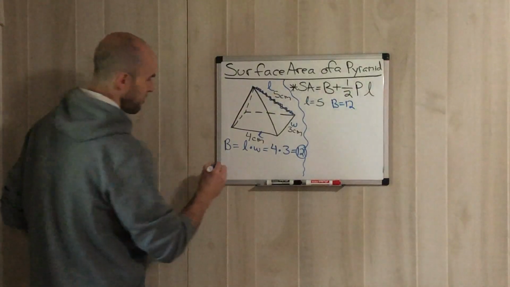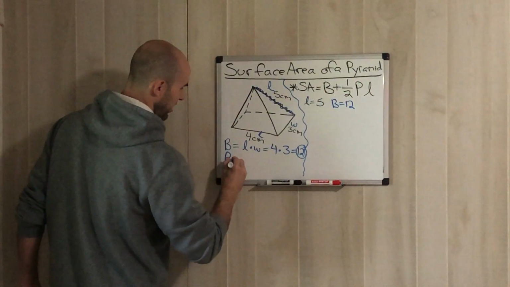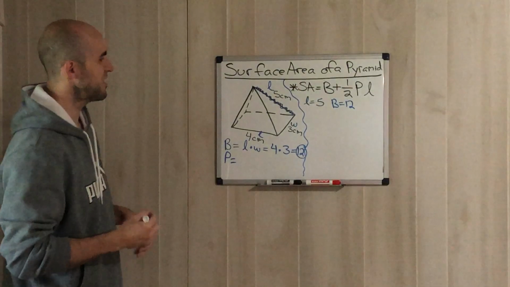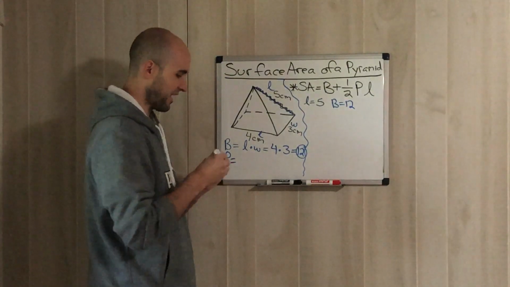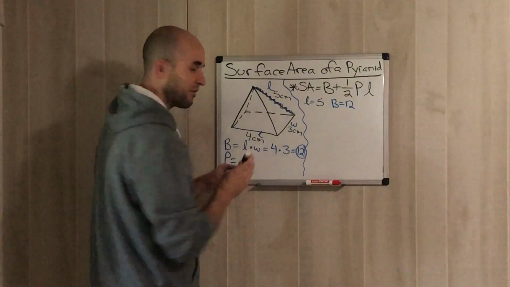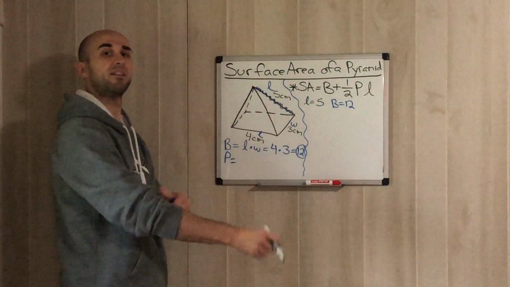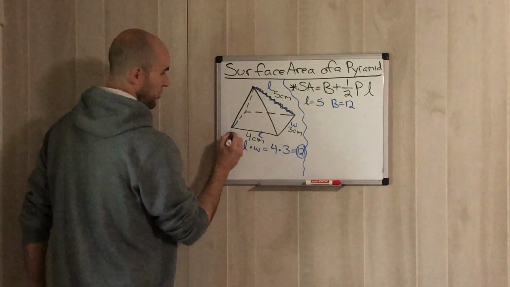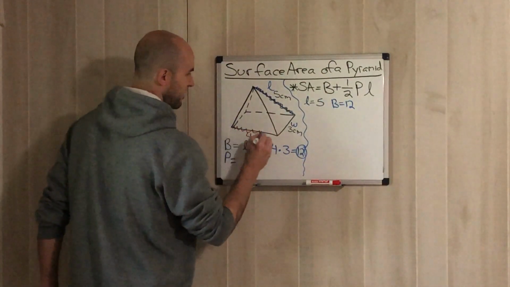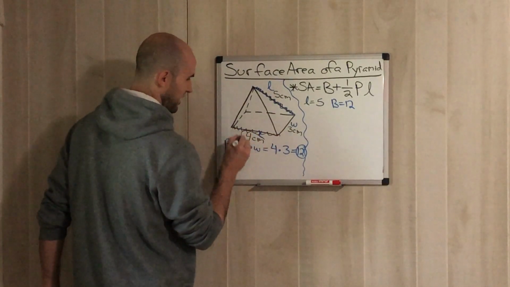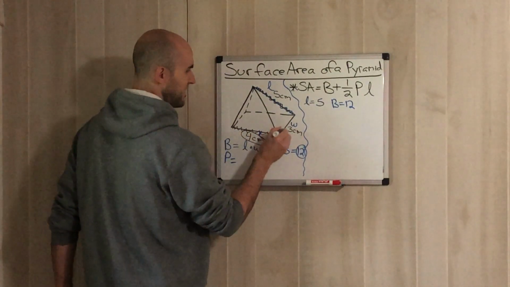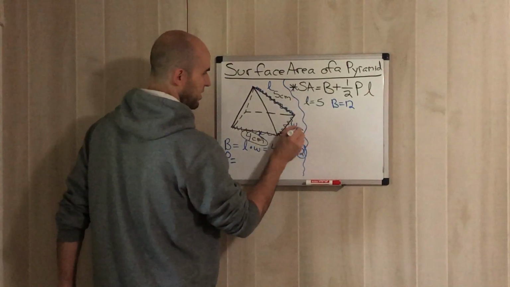Okay? Now to find the perimeter of the base, and this is the one thing you've got to be careful with. To find the perimeter of the base, we can't forget that whenever you're finding perimeter, you have to add up all the sides that are on the base, right? So we know that this side here is 4. So that's 4 right there, right? We know that this side there is 3.